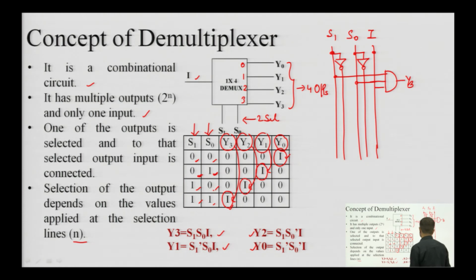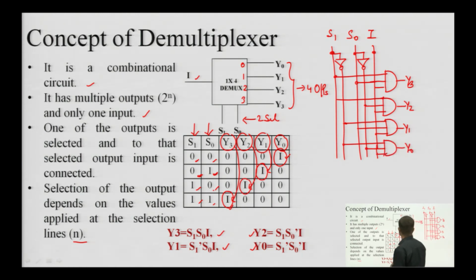Similarly, for Y2, S1 S0 bar into I. So, this is S1 S0 bar into I. This is Y2. Similarly, Y1 is S1 bar S0 into I. So, this is S1 bar, this is S0 and this is I. So, this becomes Y1, and the last one is S1 bar S0 bar, this is S1 bar, this is S0 bar and this is I. So, this is the internal circuit of this 1 cross 4 demultiplexer.